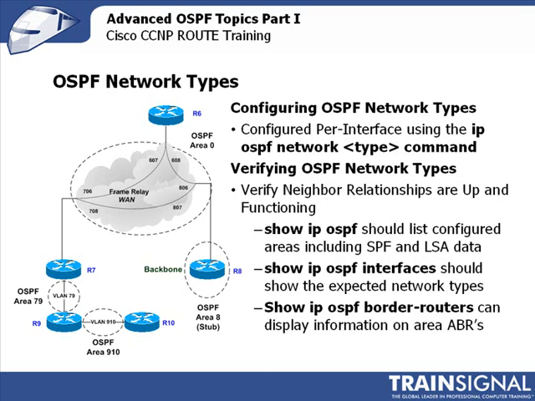Configuring the different types of networks, again, is done per interface using the ip ospf network type command: broadcast, point-to-multipoint, point-to-point, etc. And how do you verify the network types are working? Well, again, make sure your neighbor relationships are functioning. Show ip ospf, show ip ospf interfaces, and show ip ospf border-routers can actually show your area border router configurations.